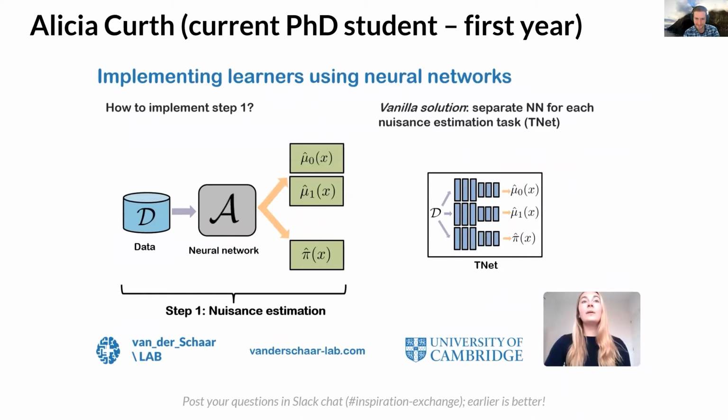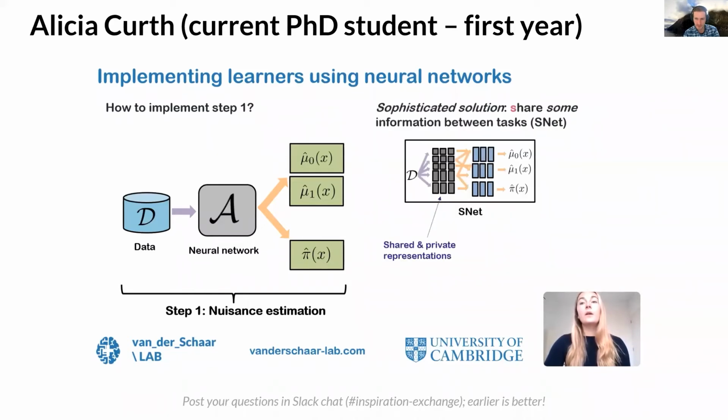Let's now consider how to implement these learners using neural networks. Basically, what we need to do is find a nuisance estimator for all the nuisance parameters in the first stage. The vanilla solution would be to train a separate neural network for each nuisance estimation task separately, which would be a good choice asymptotically. However, in smaller samples, it might be good to share some information between tasks. Therefore, we introduce an architecture we call SNet, which is built on representation learning and has both shared and private representations for each nuisance estimation task, allowing the network to determine which information to share between the different nuisance estimators.